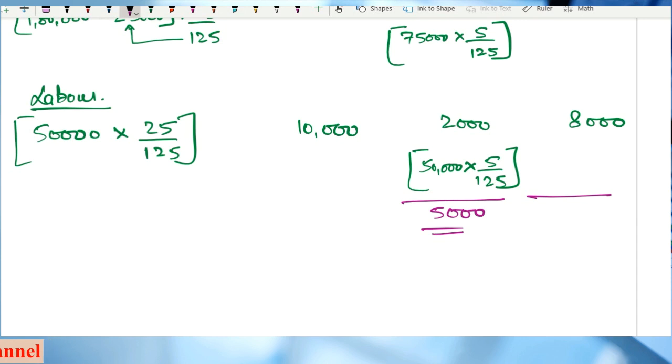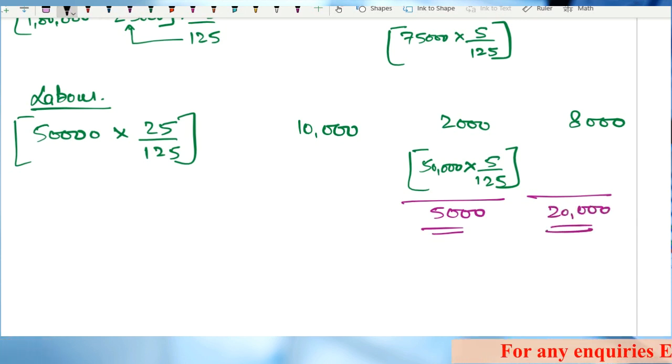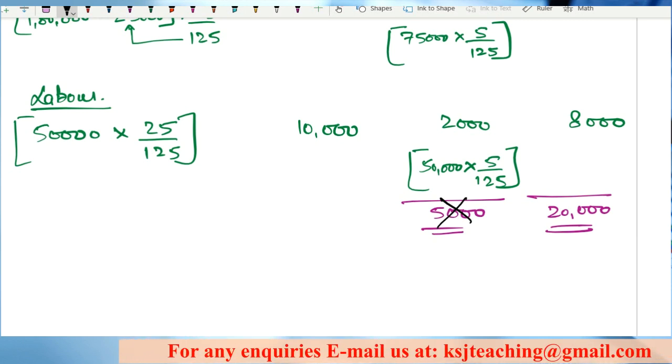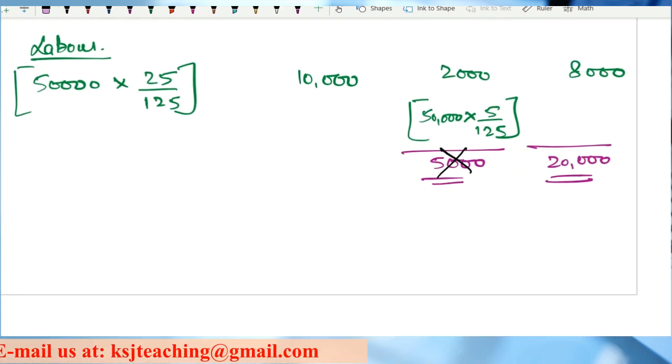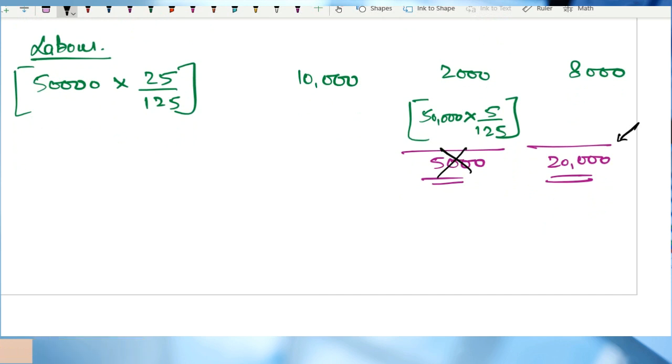Right, and for this part, it is 20,000 rupees. Clear? He says we are not going to pay anything for this. Up to 5%, we are not going to pay even a single penny. What we are going to pay is for this amount. But are we going to pay 20,000 full amount?